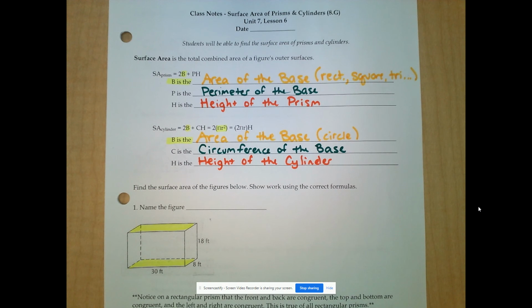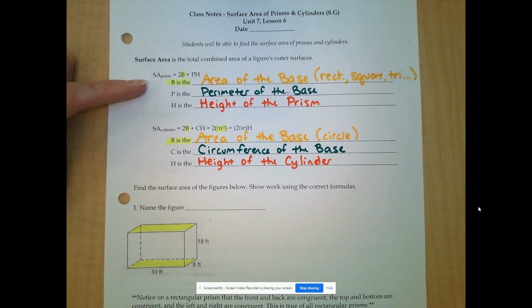Hola, ¿cómo está? We are talking about prisms and cylinders and their surface area. Unit 7, lesson 6, so we're still talking about geometry. We're still talking about polygons, polyhedron in general, and cylinders as well. So first, surface area of a prism.